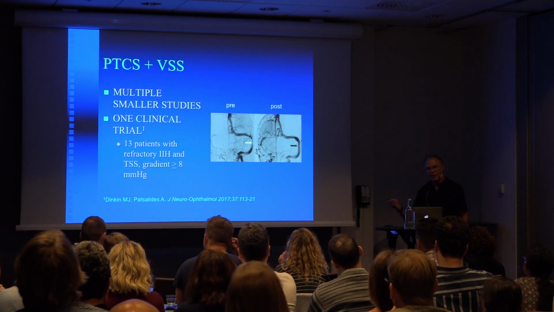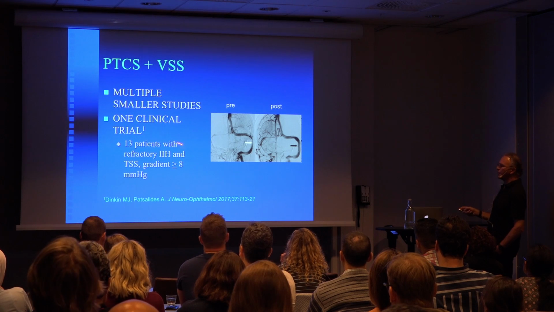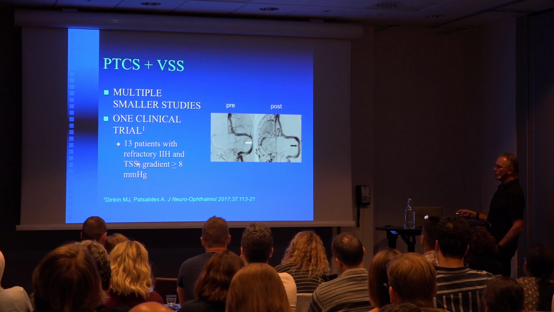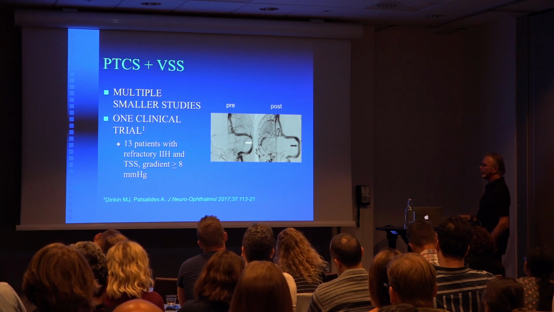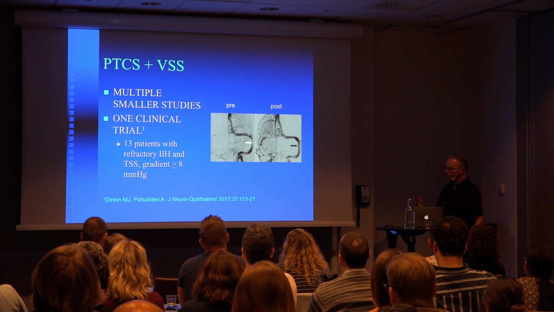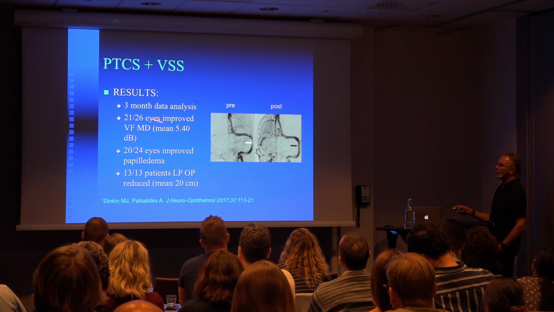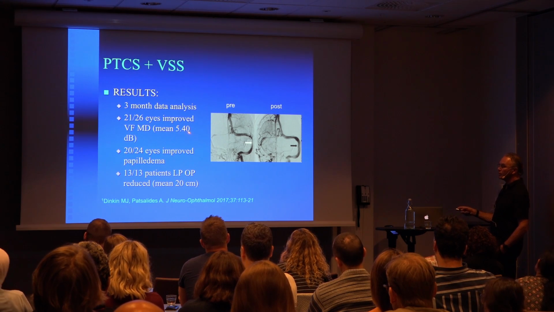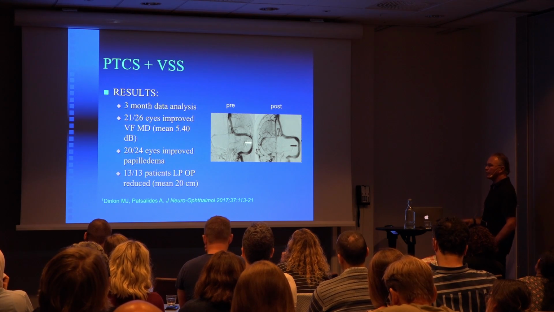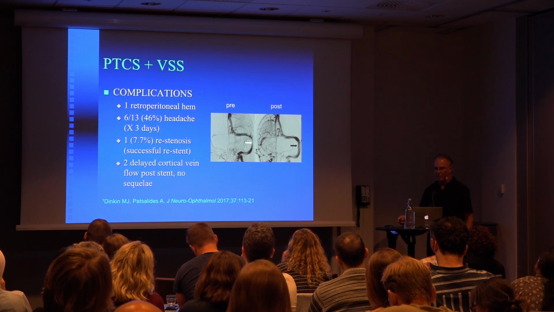There have been some trials now, aside from the Halmaji trial. This is from New York, small series, 13 patients. Again, all of these are refractory IIH patients with a stenosis and a significant gradient across the stenosis, pre, post, clearly remedies the stenotic part of the vein. And their 3-month data analysis were 21 out of the 26 improved their field, 20 out of the 24 improved their papilledema. All of them had lowered cranial pressure. So it works to do it. It's just a matter of whether it's worth the risks, basically.